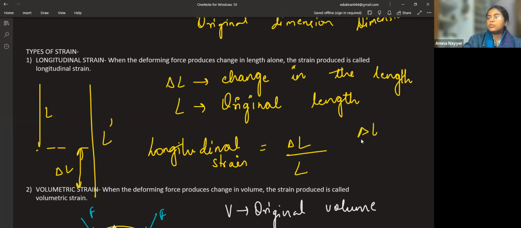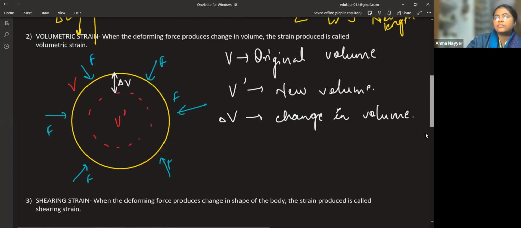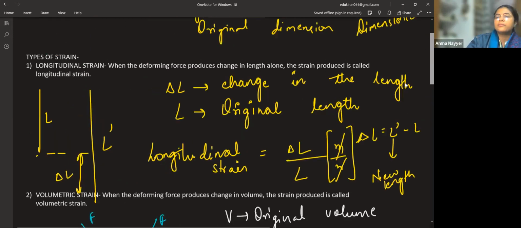And if you want to know, delta L is what? Delta L is basically L dash minus L. L dash is the new length. All right. And see, meter by meter, they'll also cancel each other. This also you can remember, the SI unit will also cancel. Fine. So delta L by L is the formula for longitudinal strain. Next you have volumetric strain, and then you have the shearing strain. These two I'll do later. First you write this down, then those two I'll do.